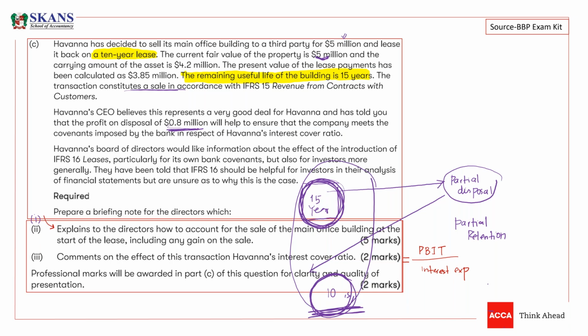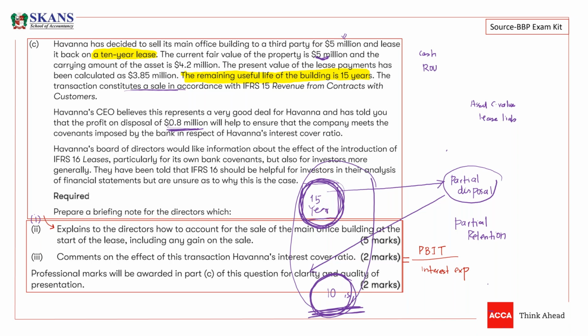Now, guys, what is interesting? We need to make a journal entry. You will debit cash, and you are going to credit asset carrying value. You just need to post the values, guys. Then you are leasing it back, so we are going to debit right of use asset, and credit lease liability. And the balancing amount will be profit or loss. So put the values, guys.